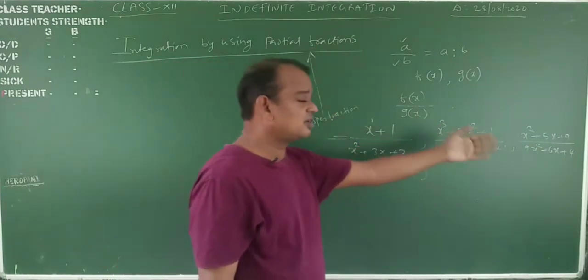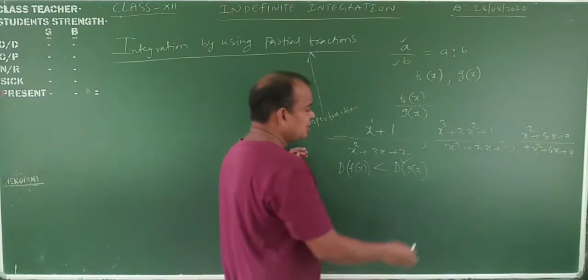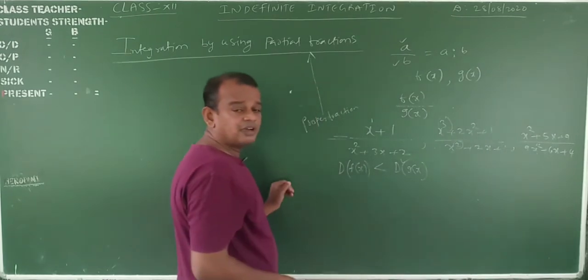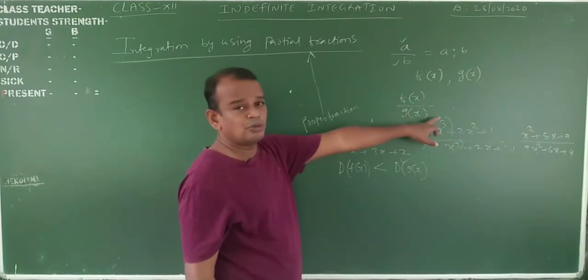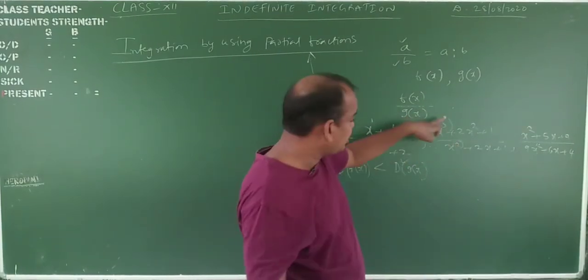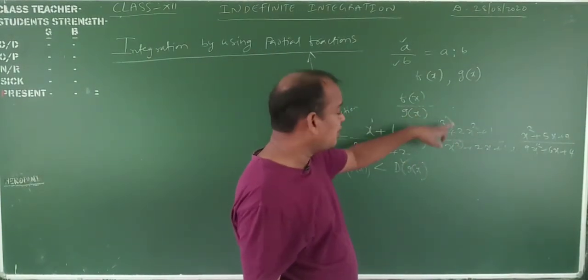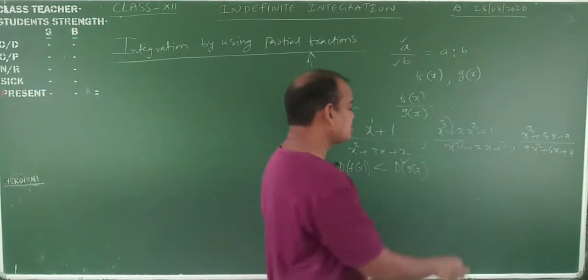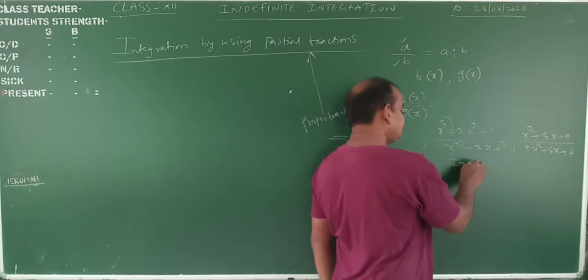The remaining ones are not. Observe that here the degree is 3 and the degree is 2. Is this a proper fraction possible? No. A proper fraction means the numerator degree is less than the denominator degree. But here the numerator degree is more. Whenever the numerator degree is more than the denominator, this is called an improper fraction.